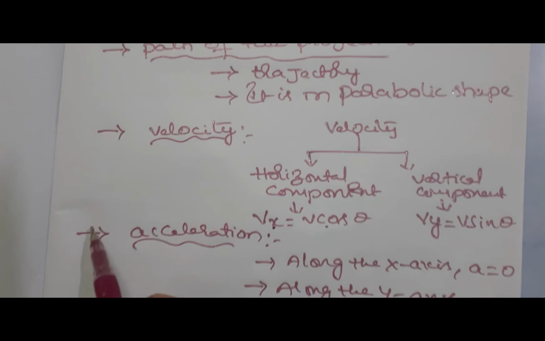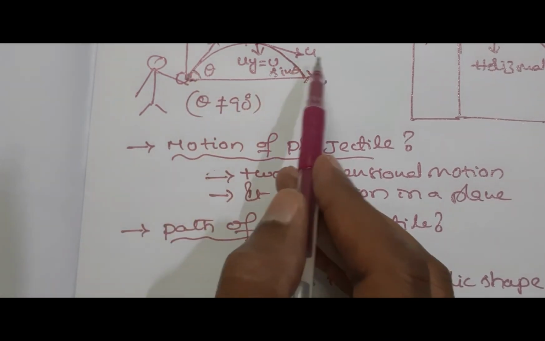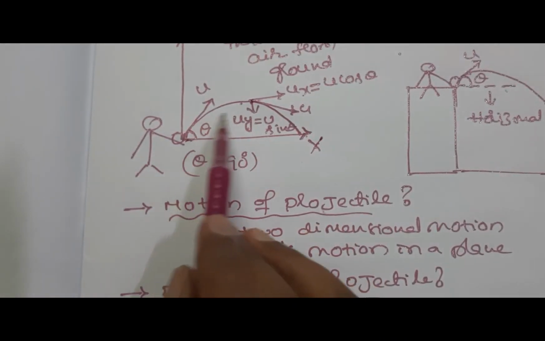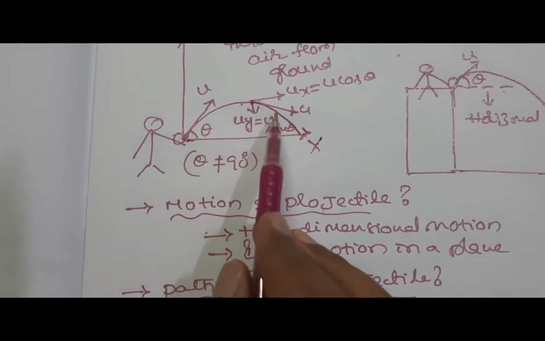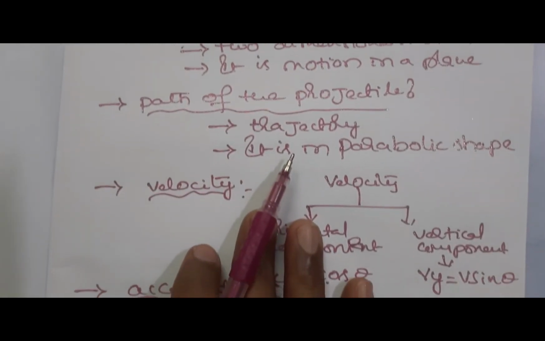Next, acceleration. What about acceleration? Along the horizontal direction, no force is acting on the projectile. That is why the body moves with uniform velocity, and that is why acceleration is zero. When the velocity is uniform or constant, acceleration is zero.